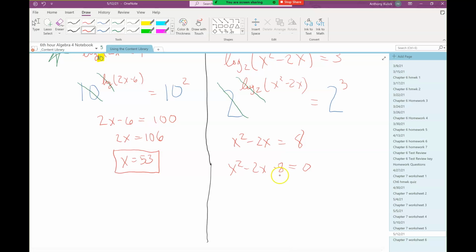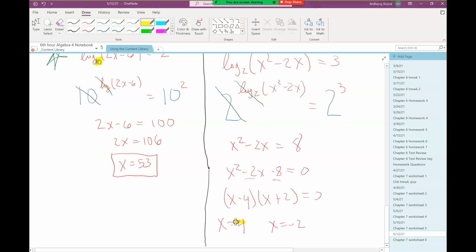The two things that multiply to give me -8 and add to give me -2 are? x plus 2 and x minus 4. -4 and 2. Good. And then when I set each of those equal to 0, I get 4 and -2 as my answers, right? But we're not done. We have to go back and check.